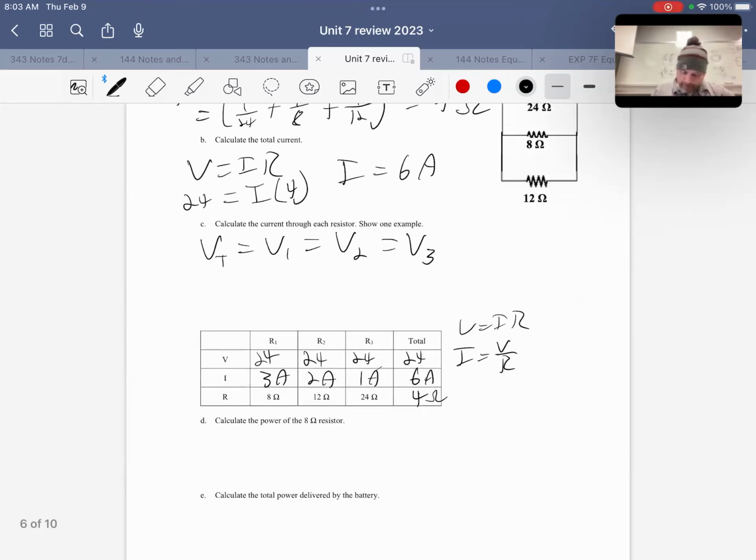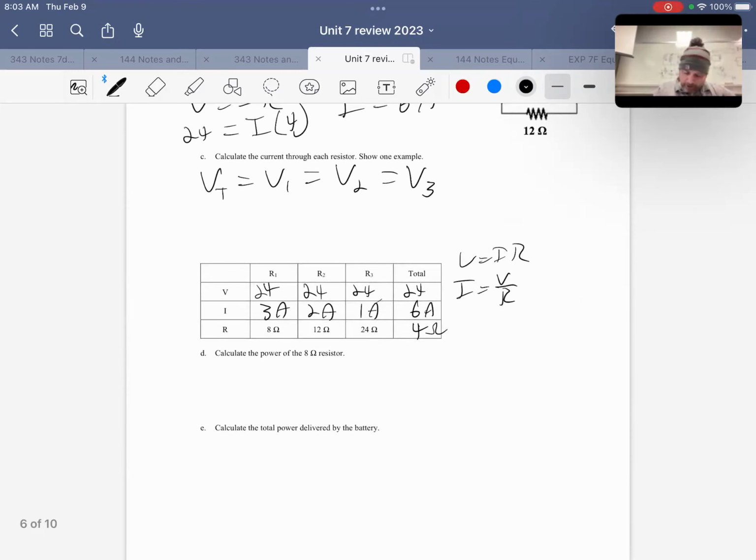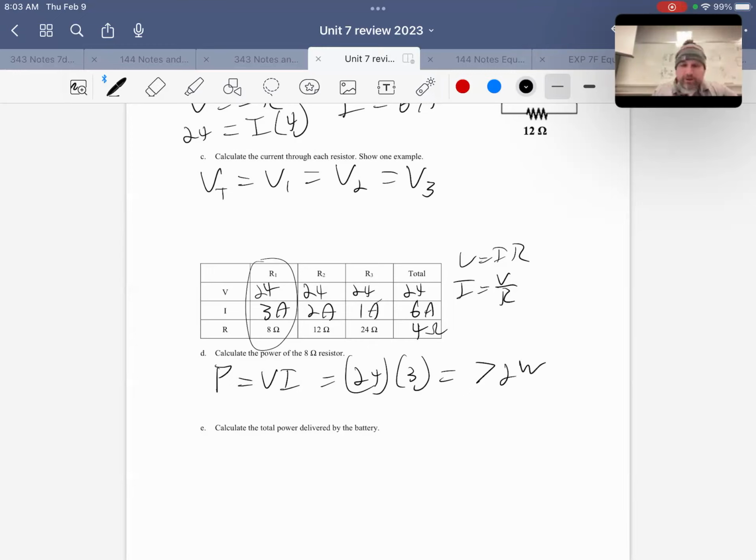All right. So power for the 8 ohm. Which one's the 8 ohm? There we go. R1 is the 8 ohm resistor. Same thing as series. Voltage times current. That's not a different equation for power once you know the voltage and current through an object. So power is going to be 24 volts times the 3 amps. And that's going to give me 72 watts, 72 joules per second flowing through that.